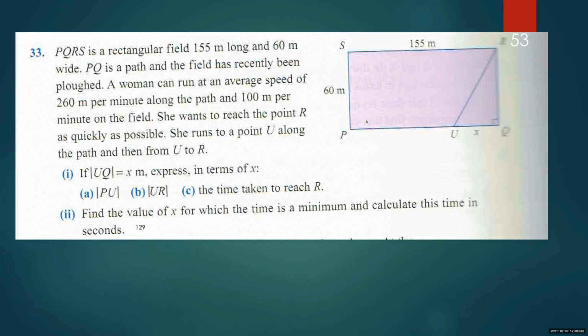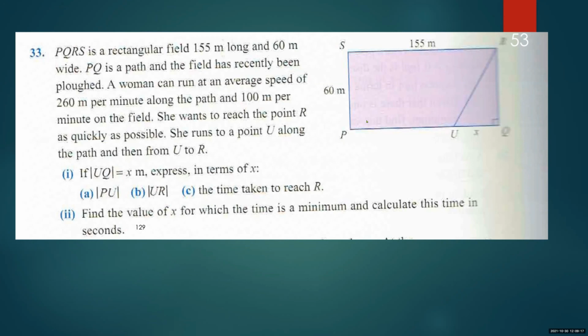Okay, so what have we got? We've got a plowed field. It's 155 meters long and it's 60 meters wide. At one edge of the plowed field, you have a path which is going from P to Q. And a woman can run at an average speed of 260 meters per minute along the path and 100 meters per minute across the field. She wants to go from P to R as quickly as possible. So she will run along the path for some distance, and then she will traverse the field. She's running more slowly, but she'll have a shorter distance to travel.